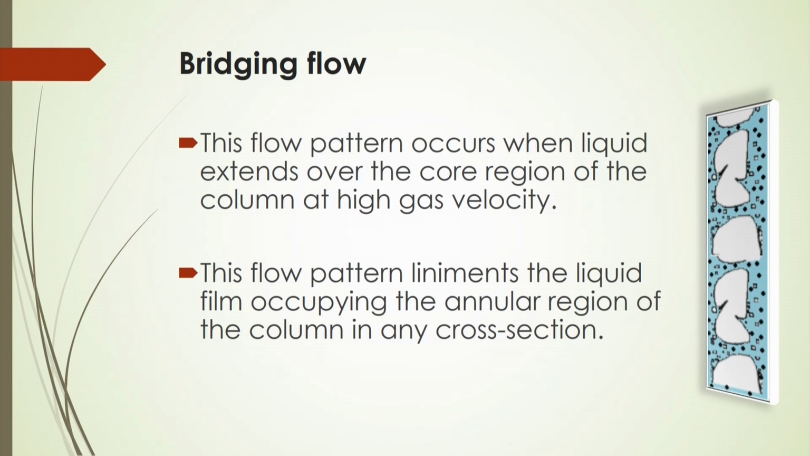Whereas in bridging flow, in this case you will see liquid extends over the core region of the column at high gas velocity, and this flow pattern of course limits the liquid film occupying the annular region of the column in any cross section.